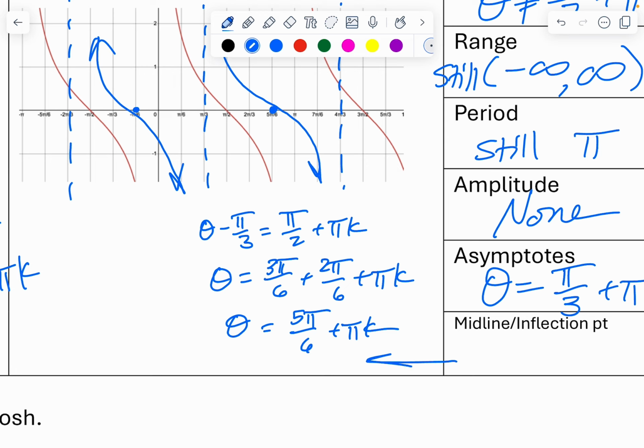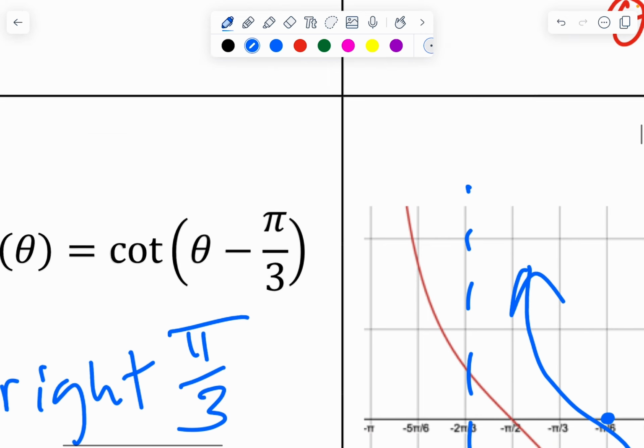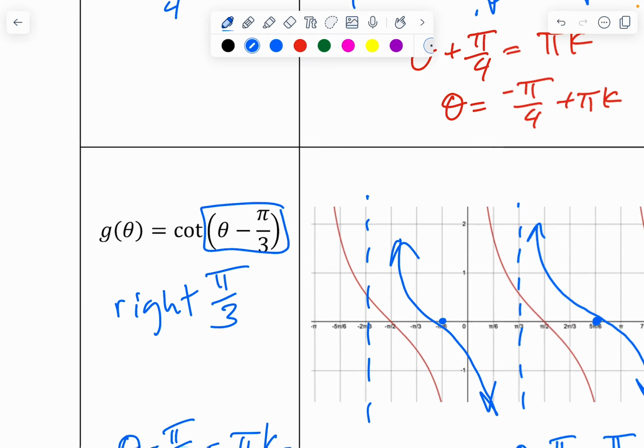I probably won't ask you to write that expression, but you will have to graph it. So it might be tricky to see what's happening to those values, so you can always set this part in here equal to either the zeros or the asymptotes.